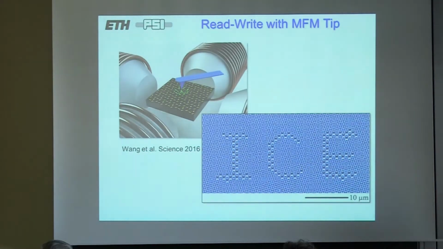Another way to write states into these artificial spin ice structures is with an MFM tip. So this shows a very nice example that was published in Science in 2016. The idea is to take a global field to essentially have a background magnetic field and then approach an MFM tip towards the array, so you can essentially change the states in the magnetic array. In this particular example, to write the word ice into an artificial spin ice array.